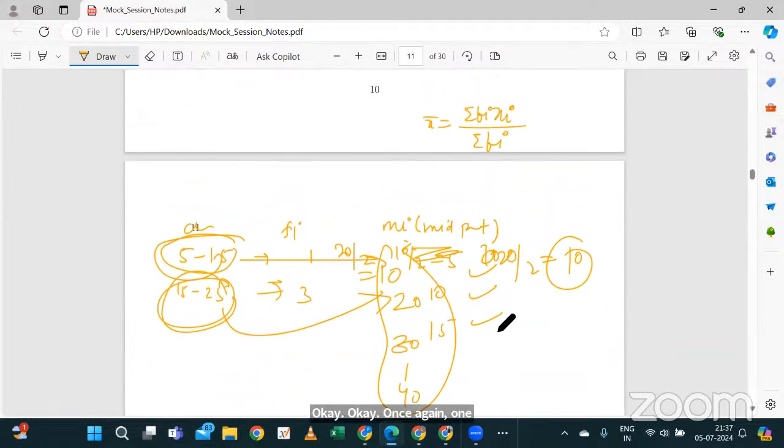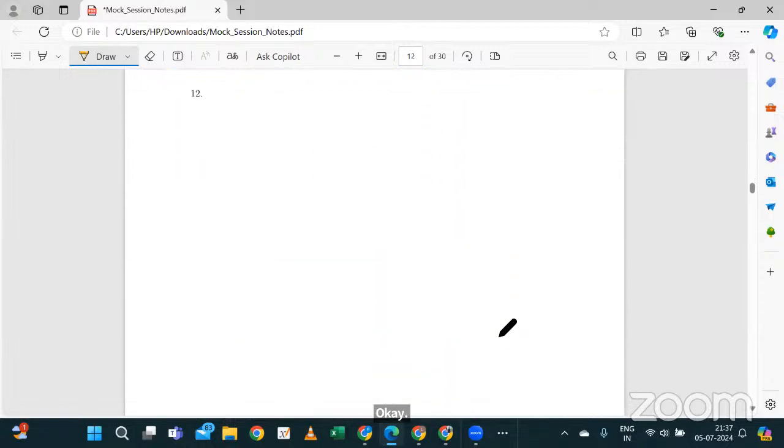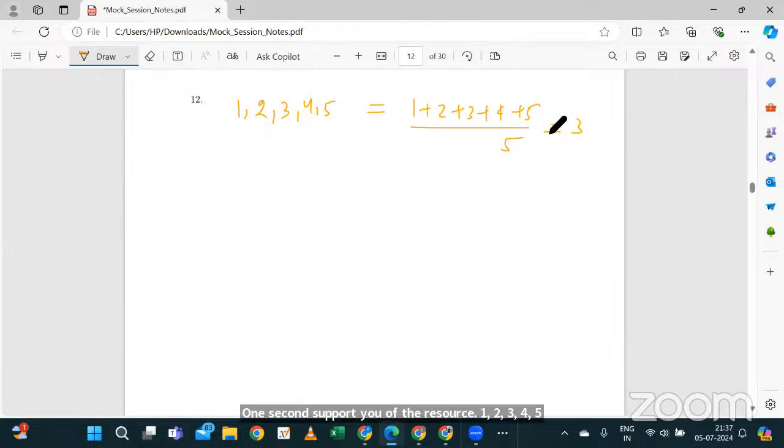Sir, average means total number of data, 10. Okay, I will tell you. We need to calculate this, because lots of people are making mistakes with frequencies. Suppose you have observations 1, 2, 3, 4, 5. What will you do? 1 plus 2 plus 3 plus 4 plus 5, divided by 5. That is 3. Correct? Yes, correct.